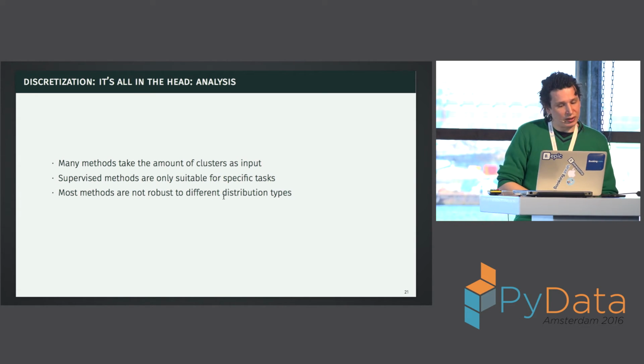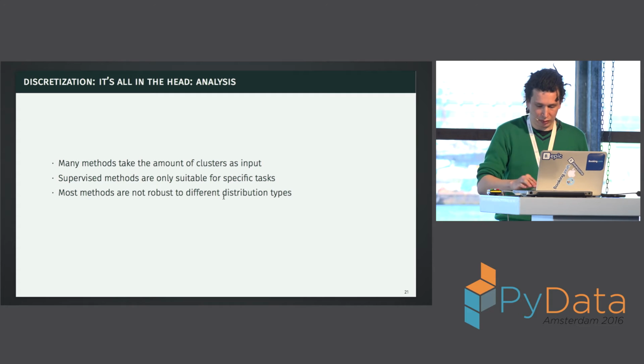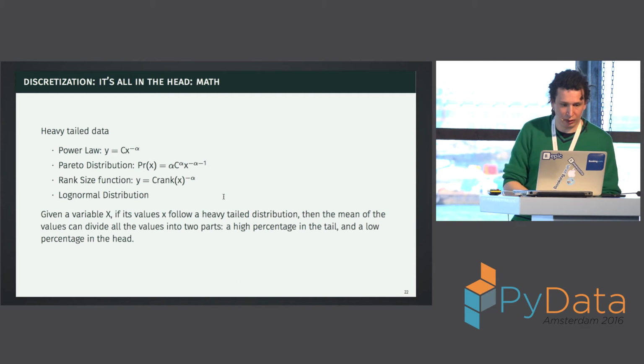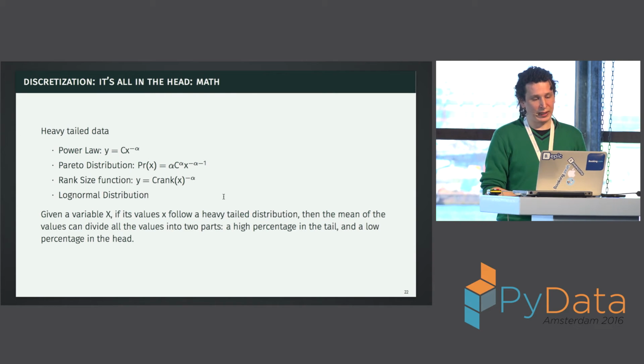And also, most methods are not very robust to different distribution types. Actually, most of these methods will assume that your data is pretty symmetric. If you have some skew in your data set, these methods won't work very well. So what can we do? Well, let's talk about heavy tail data.